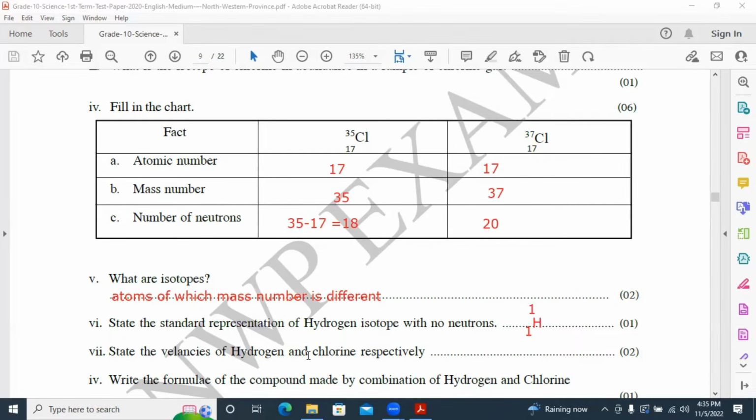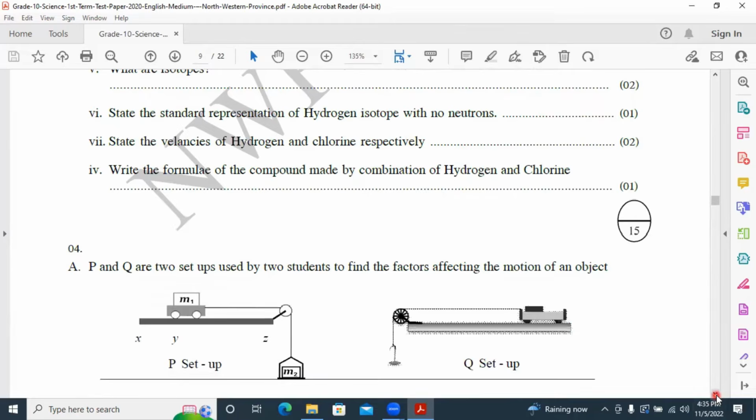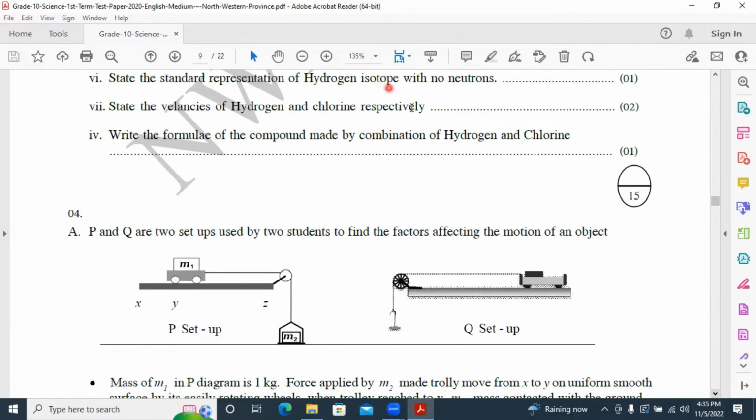State the valency of hydrogen and chlorine respectively. Valency of hydrogen is 1 and chlorine also 1, because hydrogen is in group 1 and chlorine is in group 7. For both group 1 and 7, the valency is 1. Write the formula of the compound formed by the combination of hydrogen and chlorine. The valencies are the same, so the answer is HCl.